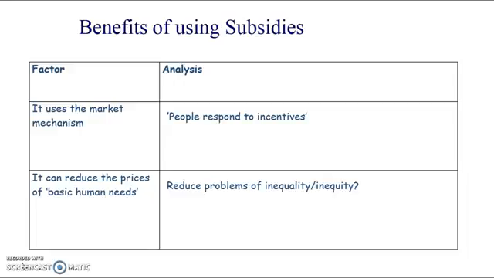So if we're applying a subsidy to something like food or education, healthcare, it may reduce the problems of inequality or inequity, which is the unfair distribution of income or wealth. Now, I've put a question mark on the end of that because you've got to be really careful with this, because some subsidies won't actually affect inequality, because if you're giving it to everybody, then it's not really affecting people's position.